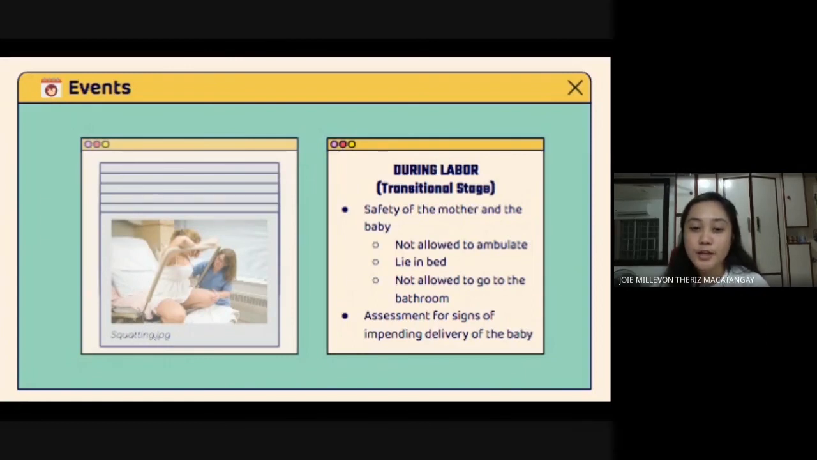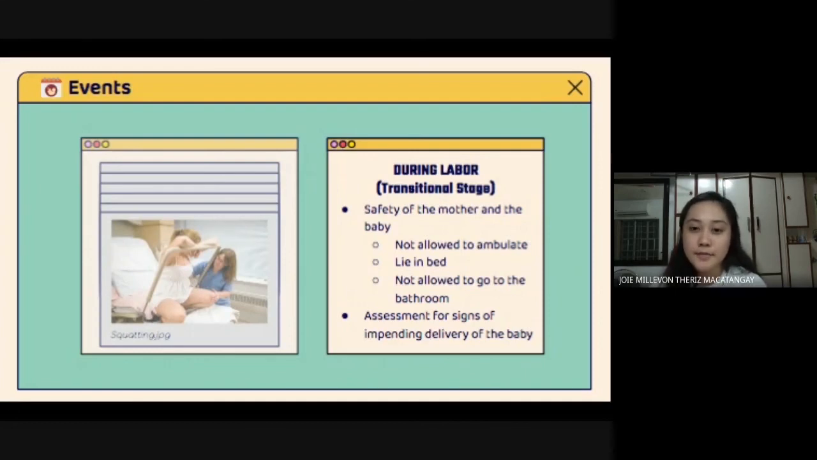So, in-encourage din po ang patient to lie in bed. So, usually this time masakit na po yung contractions and this is already at the peak of its intensity and they should only lie in the DR bed or DR table. And they are not allowed to go to the bathroom. Kasi po, especially po if nag-rupture na po yung bag of water, kasi this is a sign na po na lalabas na po si baby. So, dapat po nakahiga na lang po si mother.